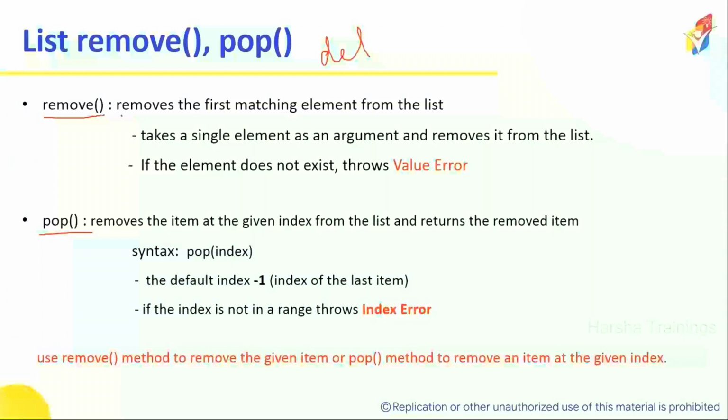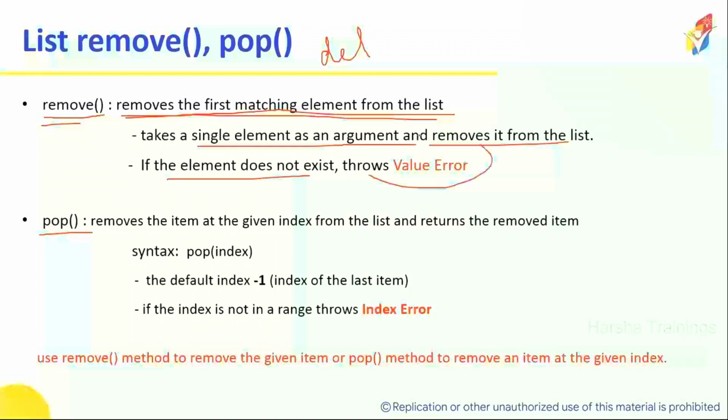The remove function removes the first matching element from a given list. It takes a single element as argument and removes it. If the element is not available, it returns a value error.